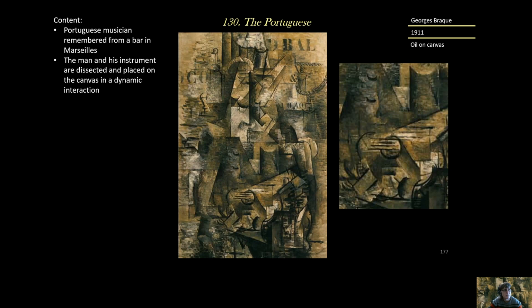So the content of this is that it's a Portuguese musician, and it's not one that just sat for this piece, like being a model. Instead, this is something that Georges Braque remembered from his experience in Marseille. He was in a bar and remembers this musician. And what he's showing us here on this canvas is his recollection of all of the different views of that artist. And he has dissected that memory, that event, and put it on a canvas in an interesting dynamic of intersecting views.